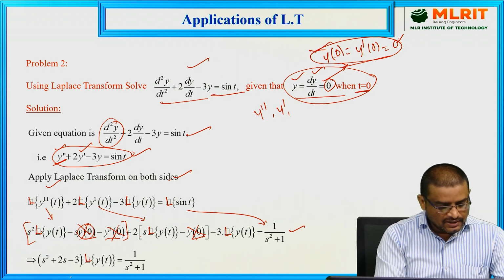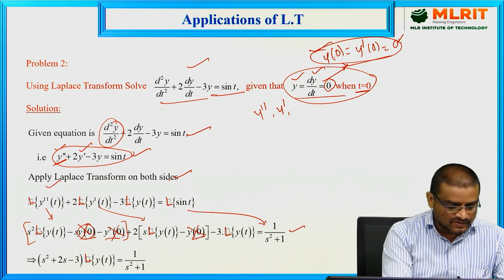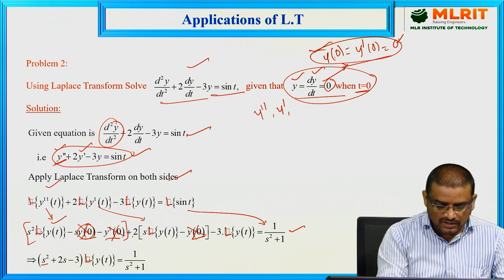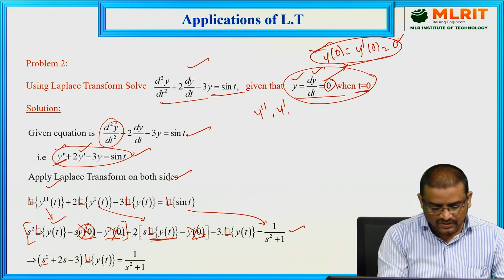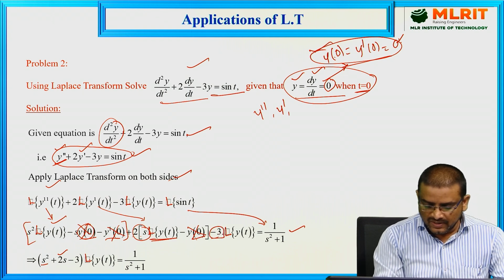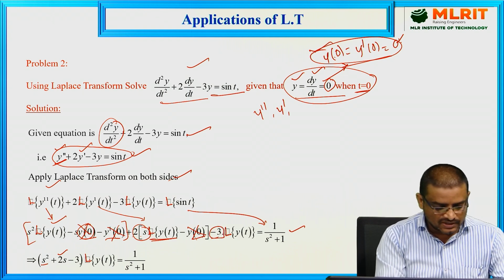So now take the Laplace transform of y of t common. Here we are having Laplace transform of y of t. If you take it outside, this coefficient is s square. Here also we are having a Laplace transform of y of t, the coefficient is 2s. Keep this 2s. Here we are having Laplace transform of y of t, coefficient is minus 3.